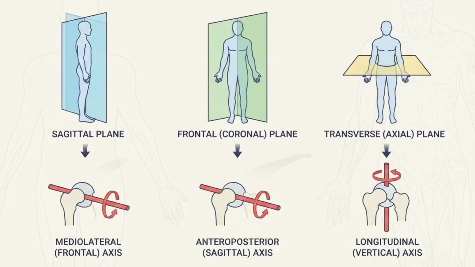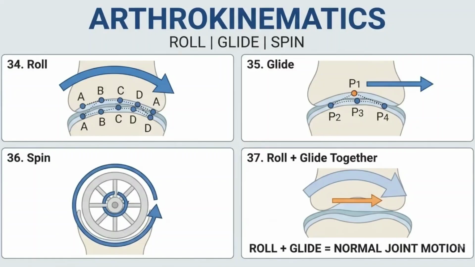Inside the joint, the articulating surfaces are also moving relative to each other. That brings us to arthrokinematics. Arthrokinematics describes the movement that occurs between the articular surfaces of the joint. The three basic arthrokinematic movements are roll, glide, and spin. These movements often occur together during normal joint movement. Understanding these three movements is essential for understanding joint mechanics.